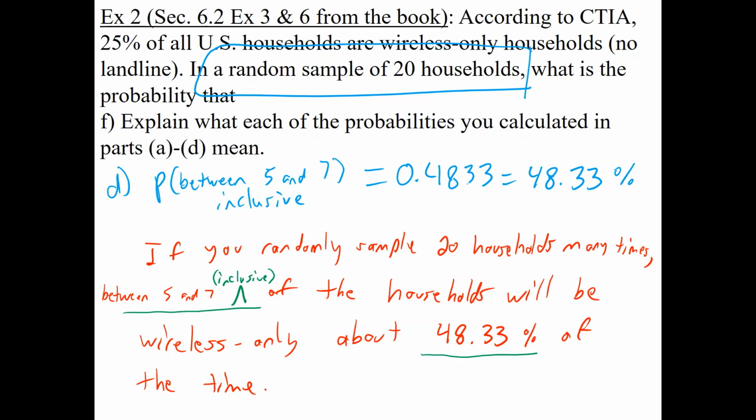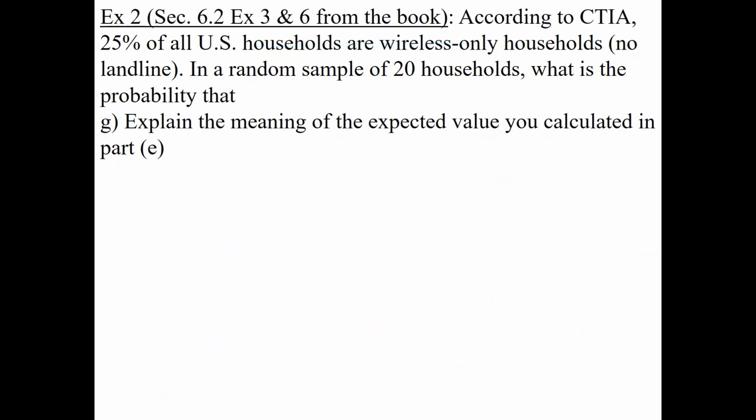Okay, we got one more part. Now it's asking to explain the meaning of the expected value that we calculated. The expected value that we calculated was 5. A quick answer to this, which I don't like because it uses the word expected, so it's still making you wonder, what does expected mean? But let me give you this answer first. If you select 20 households, you expect 5 of them to be wireless only.